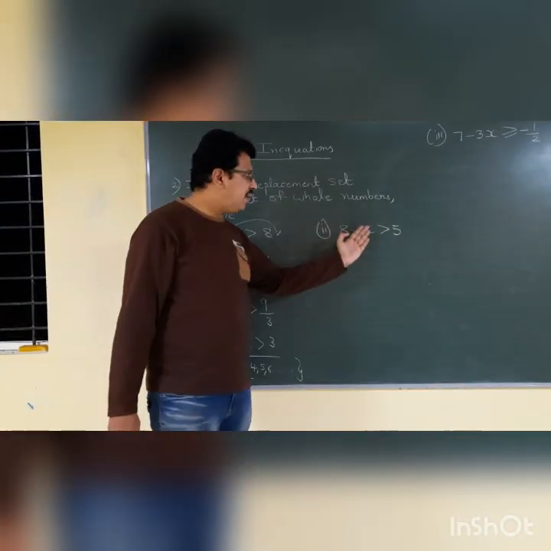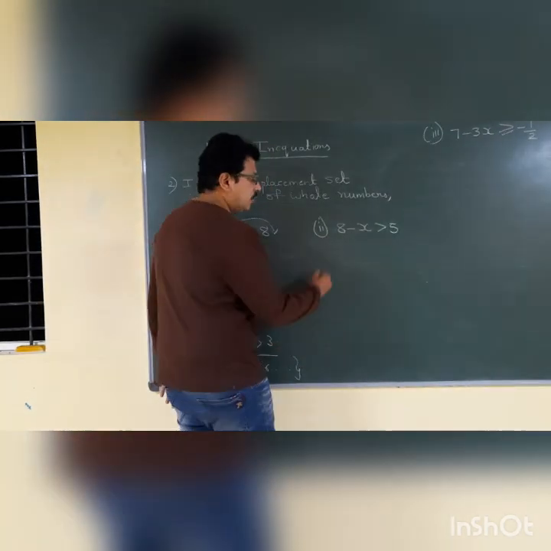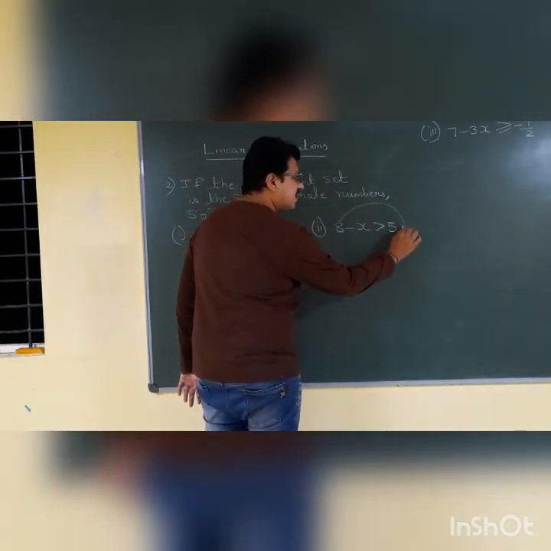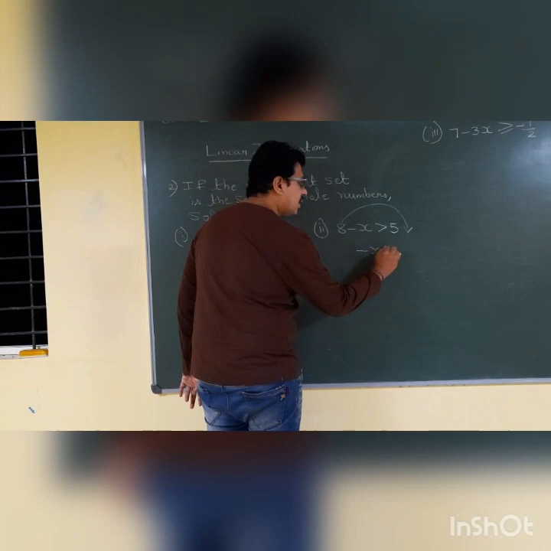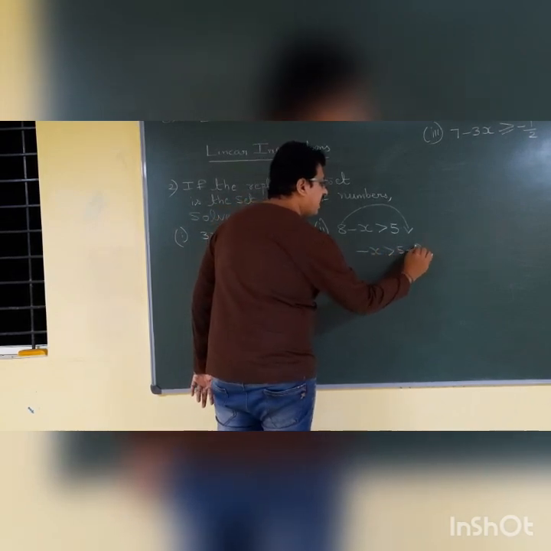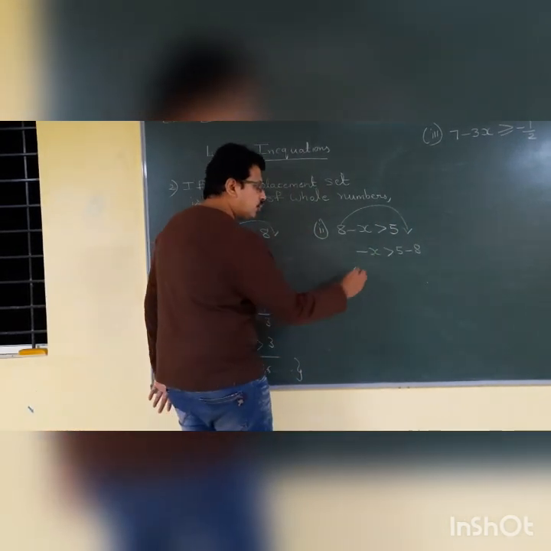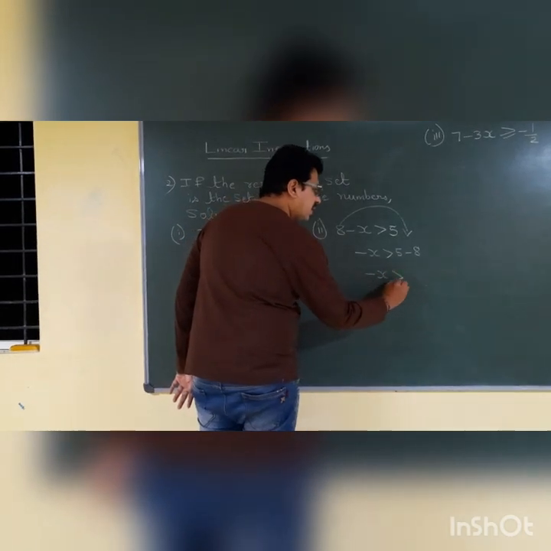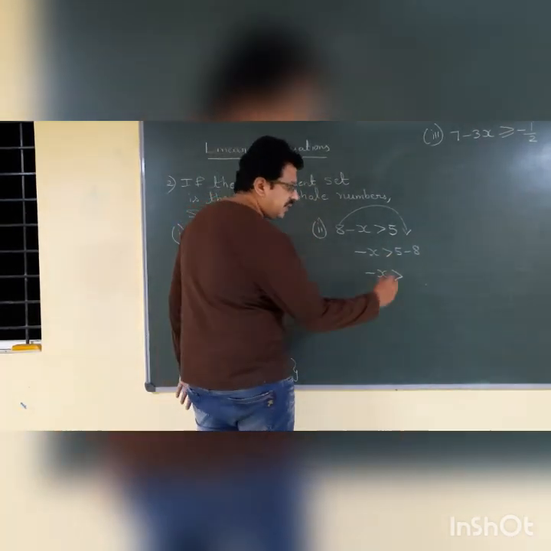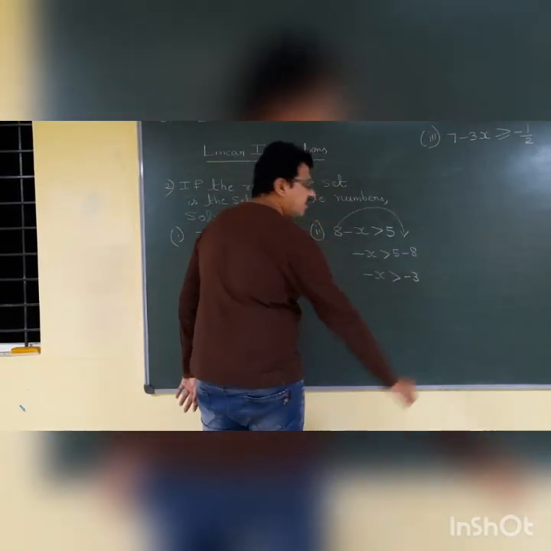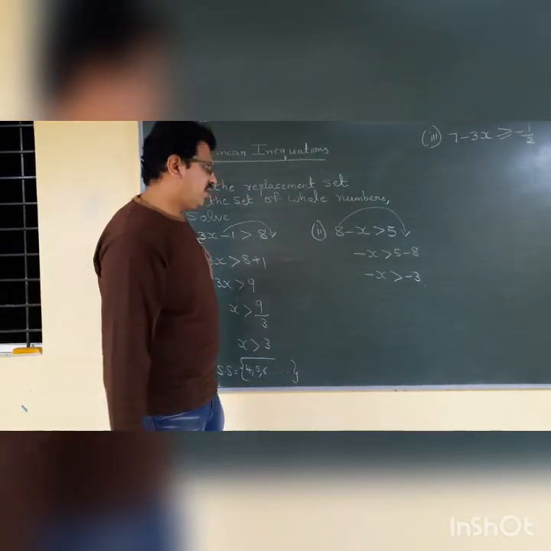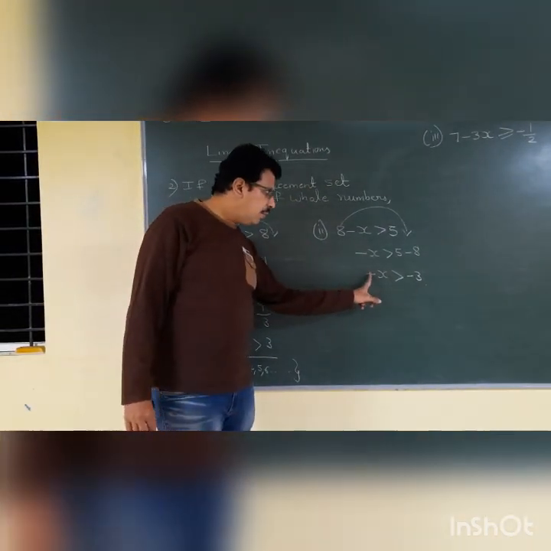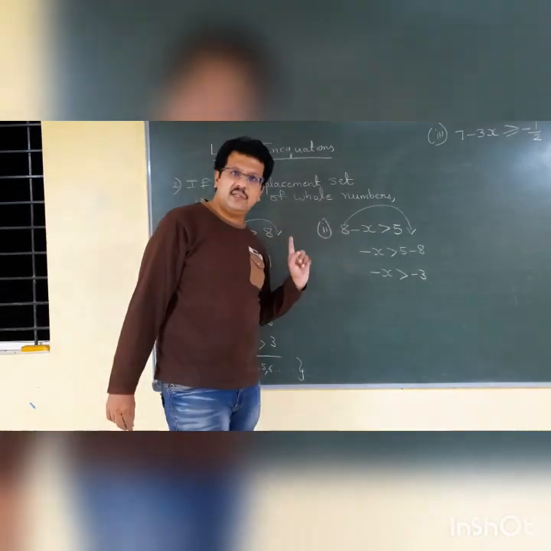It is 8 minus x is greater than 5. So I will bring this 8 to the right hand side. So minus x greater than 5 minus 8. 5 minus 8 is minus 3, which all of you know. Is it right, children? It's minus 3. See, you can see both the left answer and right answer is minus.